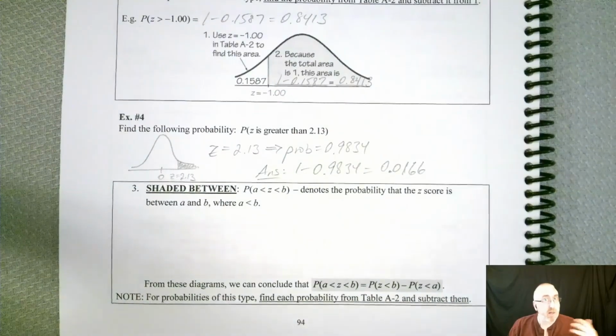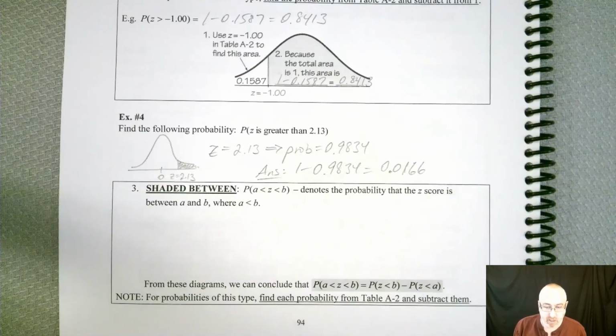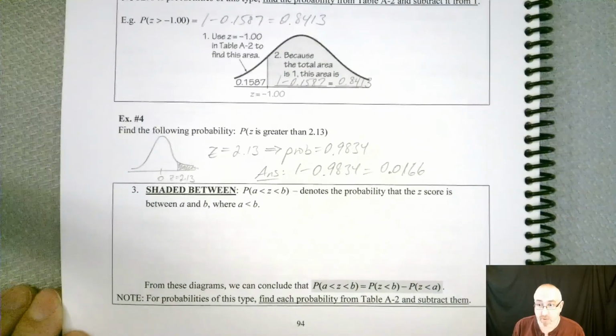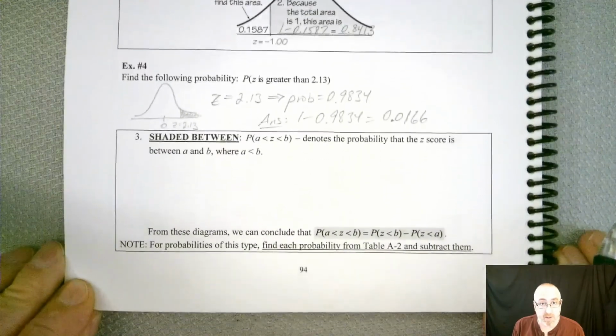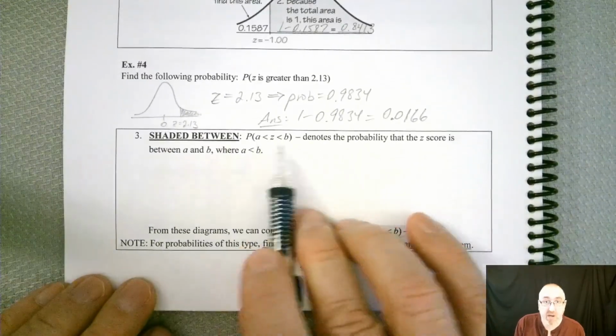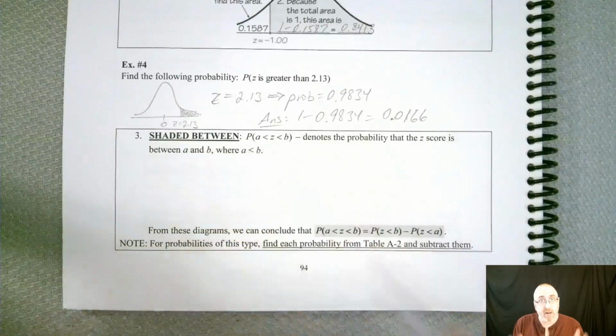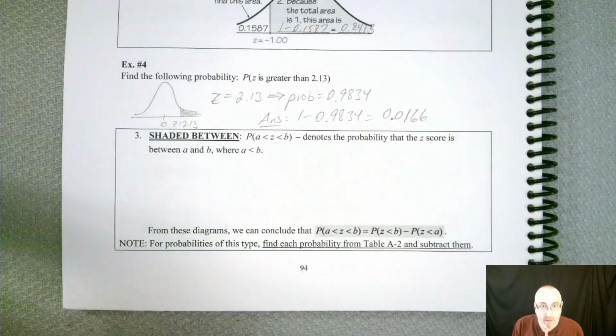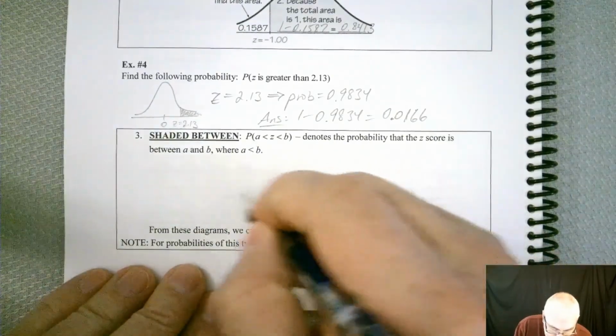Now we're going to be doing a lot more of these in a little bit, but this is just to give you an introduction to the different types of probability problems you can see. So we got shaded to the left, we got shaded to the right, and then the last case is going to be shaded in between. So now they're going to give you 2 z-scores, and you have to look at the area between them. So let's take a look.